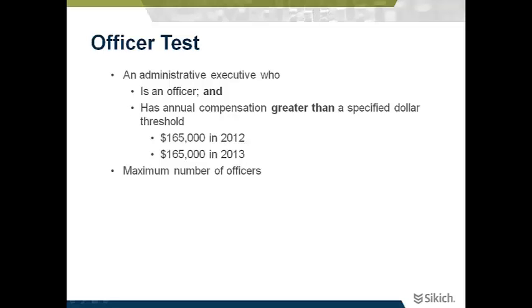So let's talk about what an officer is. An individual's status as an officer is a facts and circumstances determination, and they take into account the source of the employee's authority, the term for which the employee is elected or appointed, and the nature and extent of his or her duties. So the regs define an officer as someone who is an administrative executive in regular and continued service with the employer.